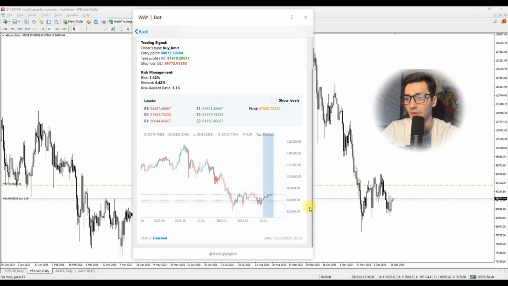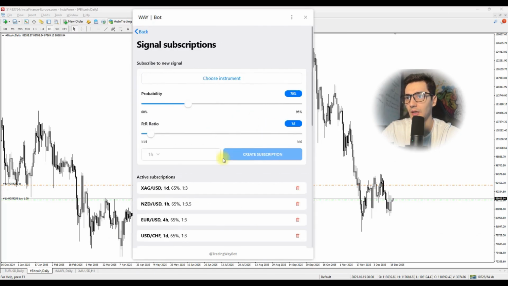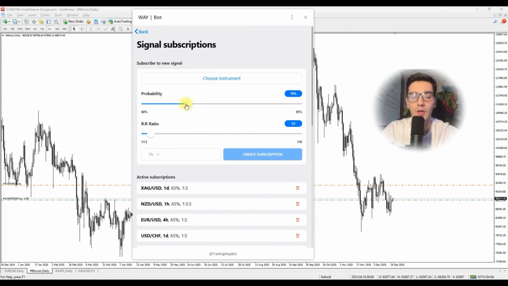The system sent a signal, and this signal is configured right here. You can subscribe to any instrument. I have subscriptions for silver, the New Zealand dollar, the euro, Ethereum and so on. Right here you select the probability of the model's success, meaning how likely the model is to work out in the future, and the risk to reward ratio, and here you select the time frame.